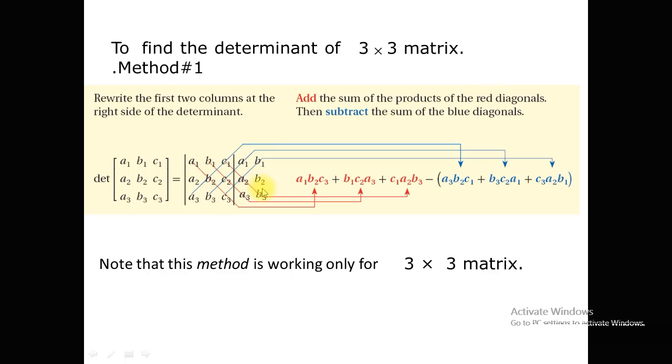Then add the sum of the products of the red diagonals and the sum of the products of the blue diagonals. So the sum of the product of the red diagonal entries and the sum of the product of the blue diagonal entries, and then at the last stage subtract the sum of the product of the blue diagonal entries from the sum of the product of the red diagonal entries. We get the determinant of this 3 by 3 matrix. This is a very interesting method.